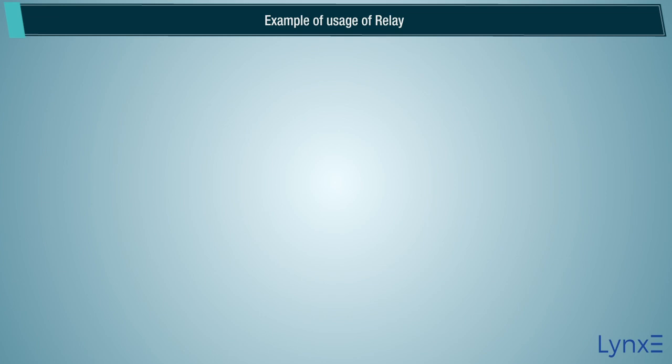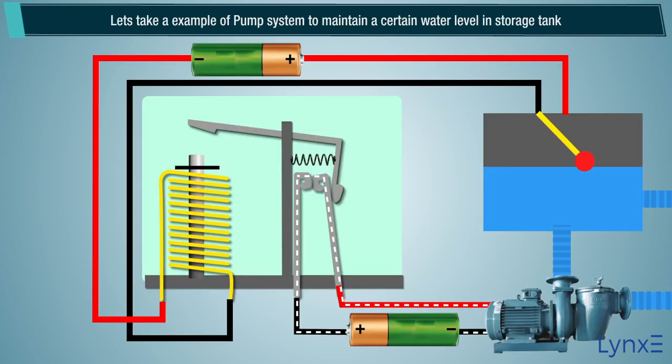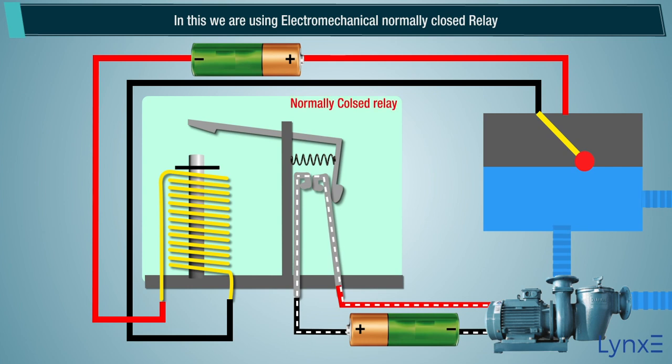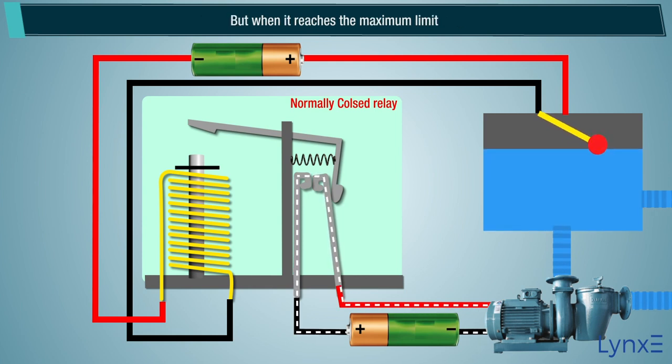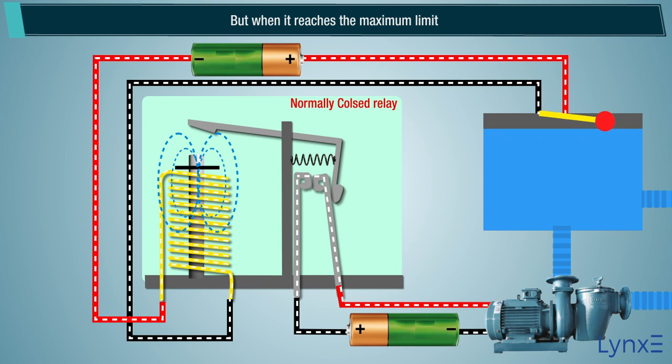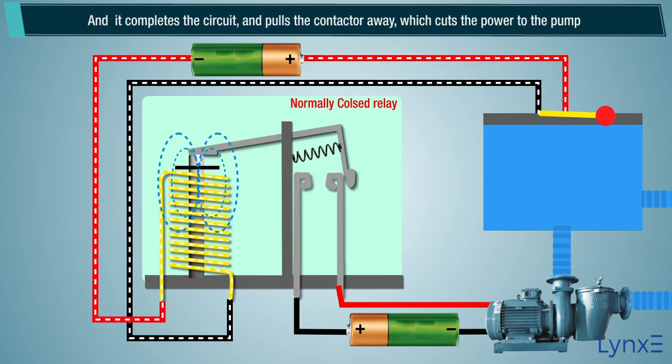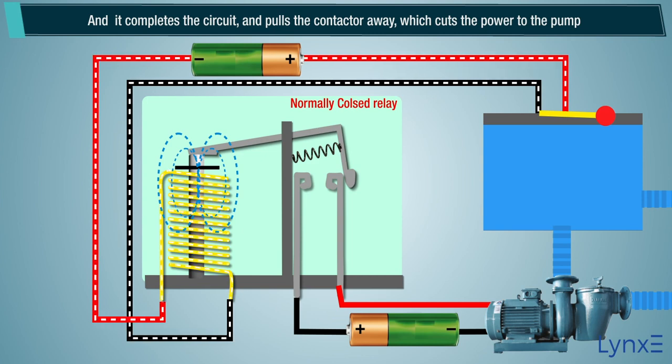Example of usage of a relay. Let's take an example of a pump system to maintain a certain water level in a storage tank. In this, we are using an electromechanical normally closed relay. When the water level is low, the pump is on. But when it reaches the maximum limit, it completes the circuit and pulls the contactor away, which cuts the power to the pump.